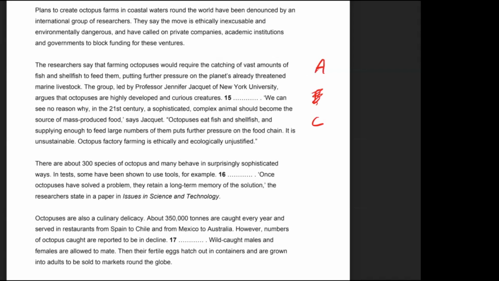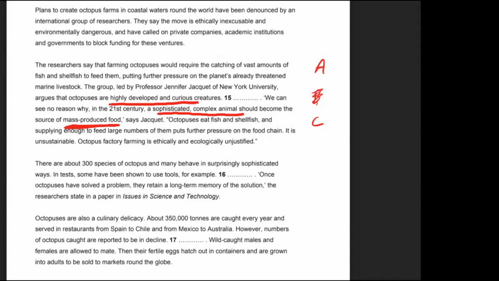Now, that basically should tell you that this is a linking type of relationship, because over here it says it's sophisticated and complex, and over here it also tells you more or less the same thing, right? So there must be a link there somewhere, and to do that, I keep reading for further context. It says it should become the source of mass-produced food, right?